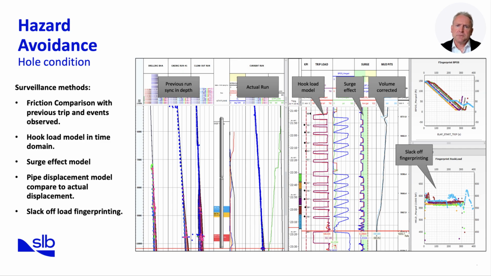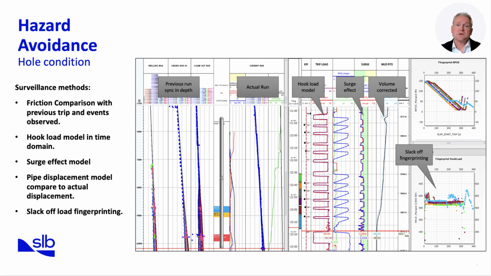The logs show an approach to hazard avoidance through real-time monitoring of hole conditions. One important method is comparing friction factors with previous trips shown on the left log. By looking for increases in drag or torque compared to the last run, we can quickly identify deteriorating conditions such as poor hole cleaning or developing tight spots.